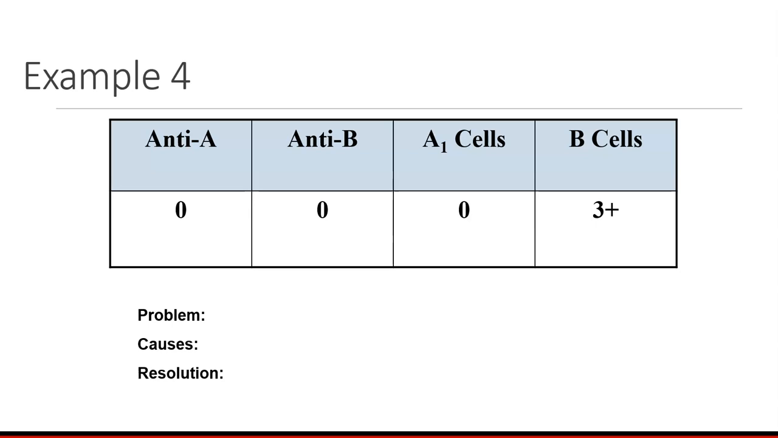So what are the causes? Subgroups of A weaker than A2. Probably even weaker than AX or AL, but still, it's just a subgroup of A, weaker than A2, so the antigens are not showing up. So what's the resolution? Test them with anti-A,B.